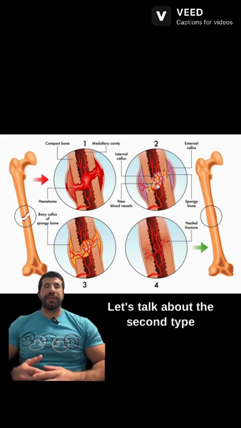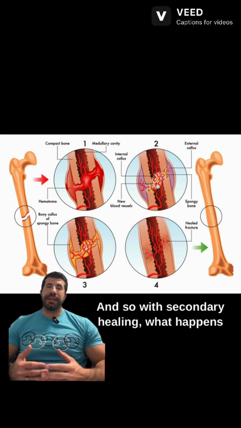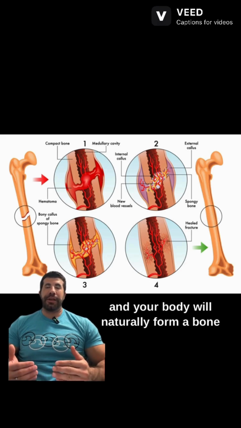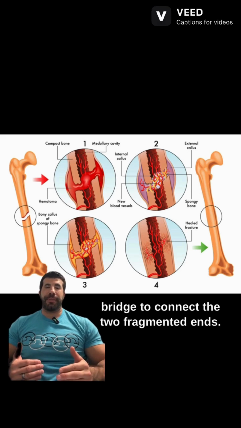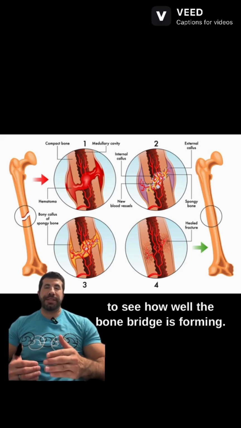When we talk about the way that fractures can heal or bones can heal, we have two different types. Let's talk about the second type first, which is termed secondary healing. And so with secondary healing, what happens is you have two fragmented ends of the bone, and your body will naturally form a bone bridge to connect the two fragmented ends. Over time, we can monitor that through repeat x-rays to see how well the bone bridge is forming.